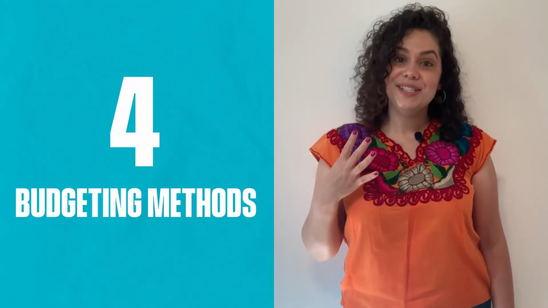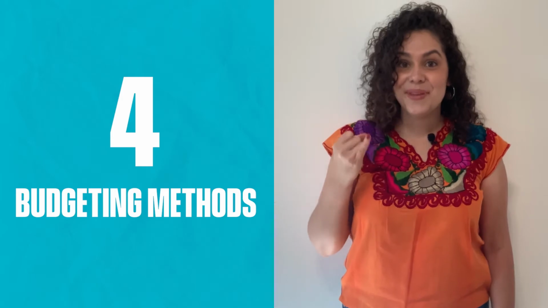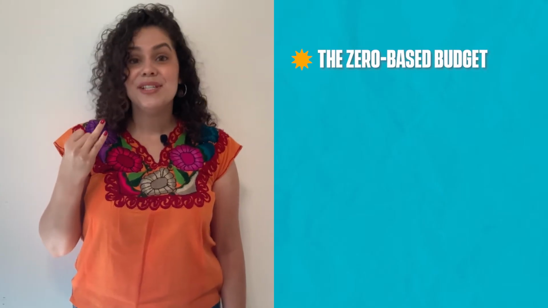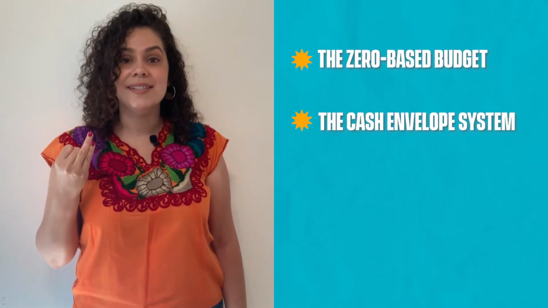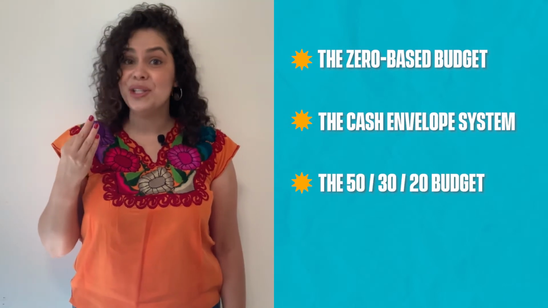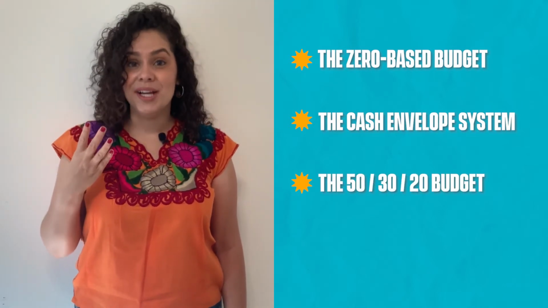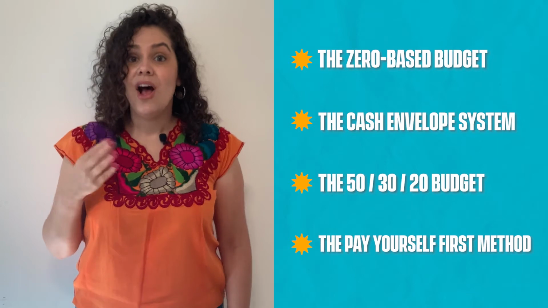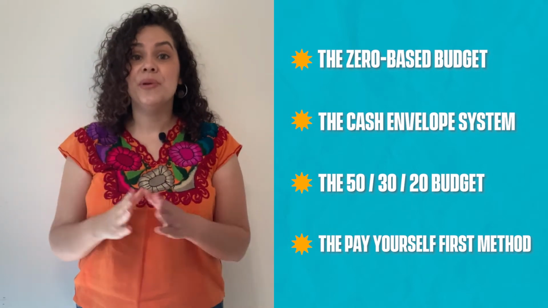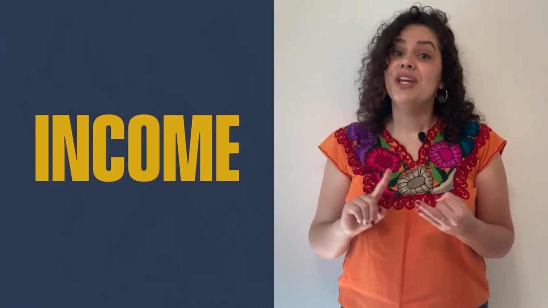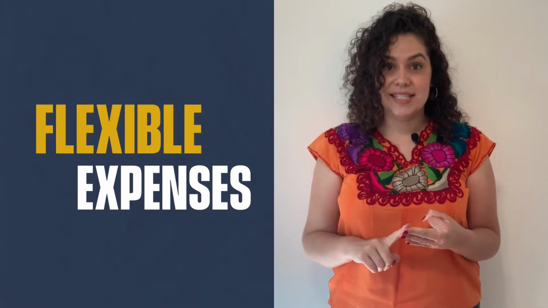There are 4 budgeting methods that I wanna talk to you about. 1, the zero-based budget. 2, the cash envelope system. 3, the 50-30-20 budget. And 4, the pay yourself first method. All 4 of these budgets are going to require that you know your income, your fixed expenses, and your flexible expenses.